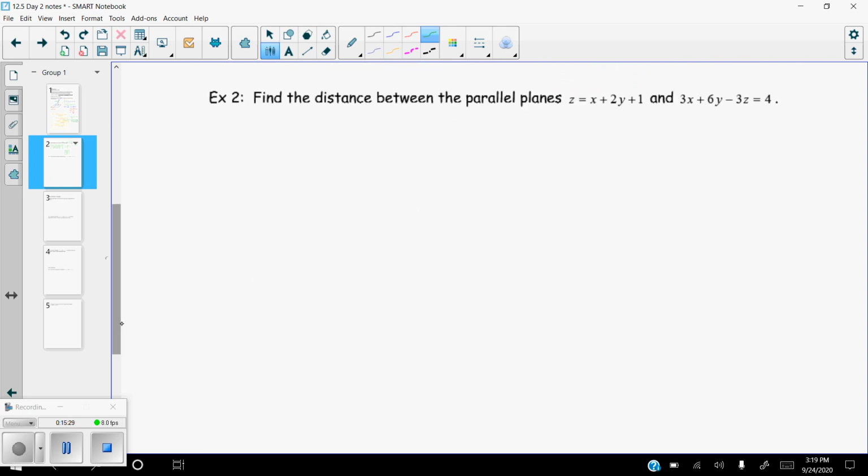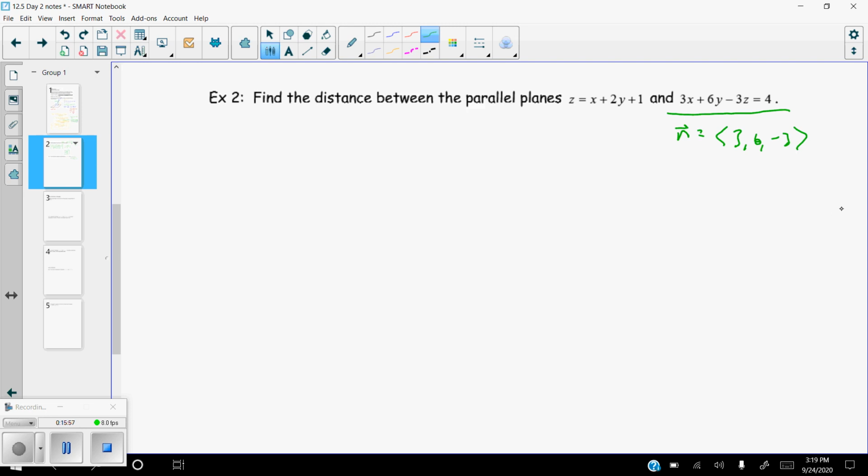All right, so if I want the distance between two parallel planes, the idea is pretty simple. I've got the normal vector that I need for either one of them. So you just have to pick which one you want to have the normal vector. In this case, I'm going to pick this one to have my normal vector. It doesn't really matter, by the way. So we'll say it's 3, 6, -3. That's my normal vector. But that's coming off of the second plane.